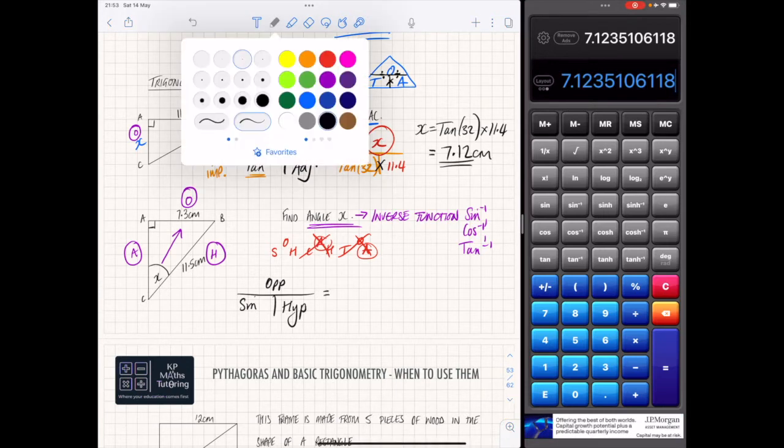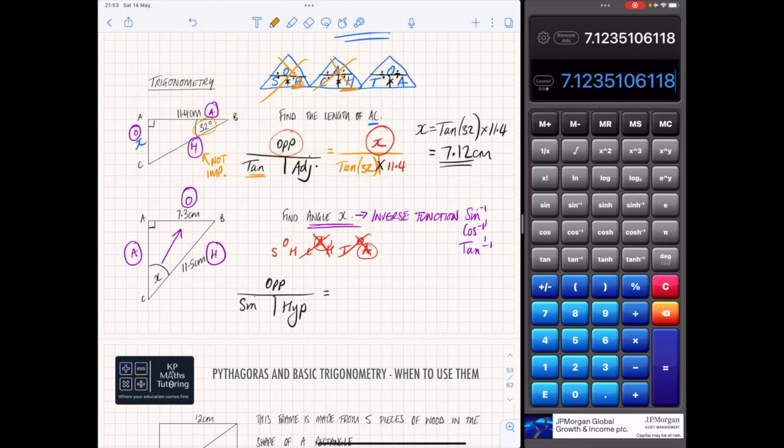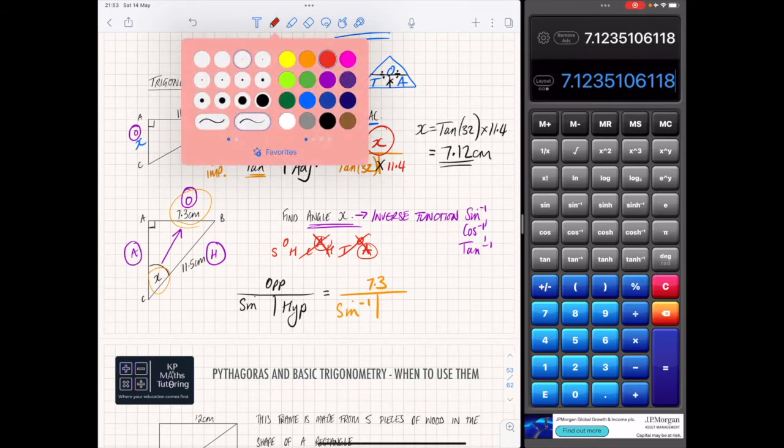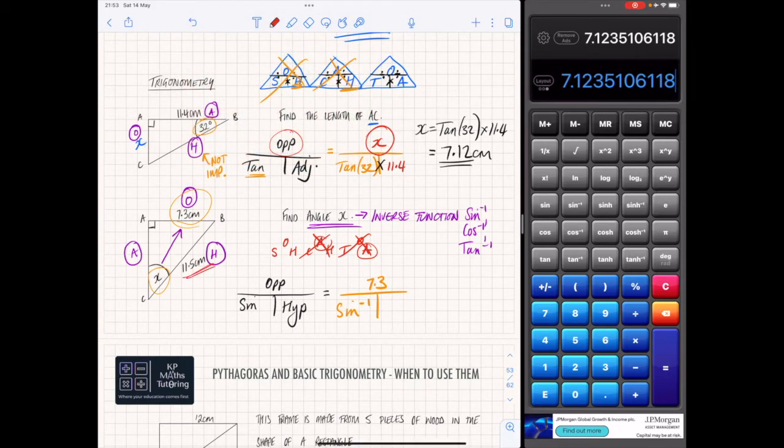And then I substitute in what I know. I know the opposite is 7.3, so 7.3 goes at the top. I don't know the angle, that's what I'm trying to find. So this time, in the bottom left, you put sin minus 1 because you're finding the angle. And in the bottom right is the hypotenuse of 11.5. And this now is what I'm trying to find.